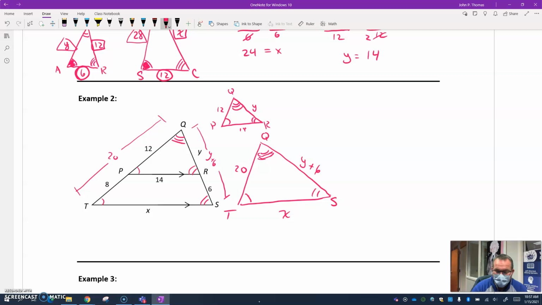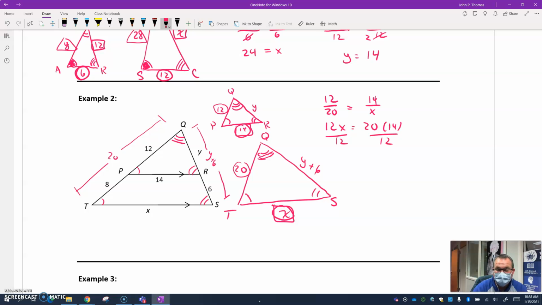So I look for the one I know. I know the 12 and the 20 are related. So this time I'm going to go small to big. 12 over 20 equals, and then I'm just going to pick things that are corresponding, which these two are, the x and the 14. And 14 to x would be small to big. I cross multiply, and I get 12 times x equals 20 times 14. Divide by 12.